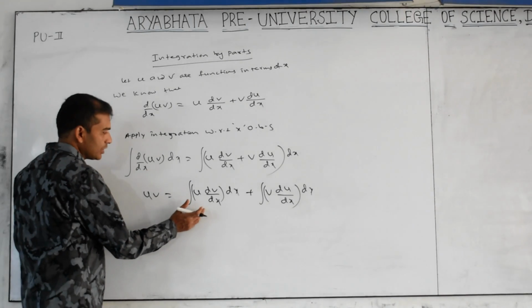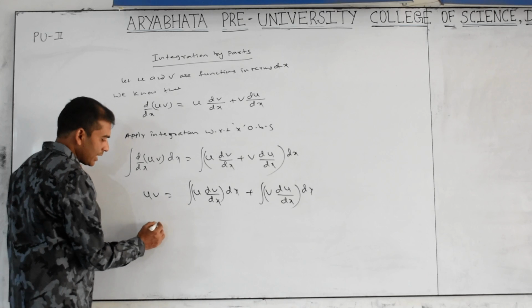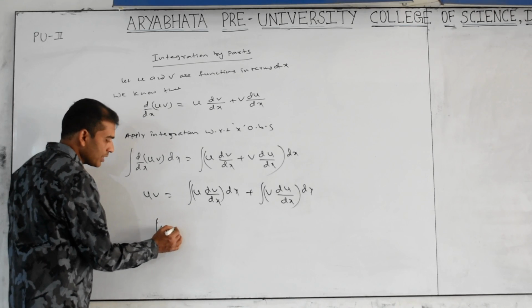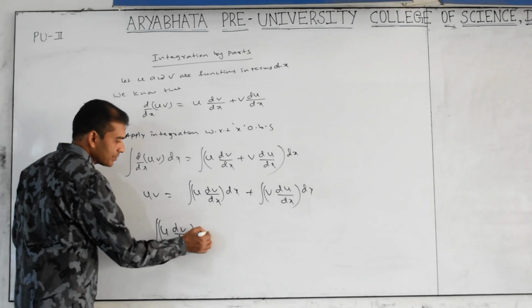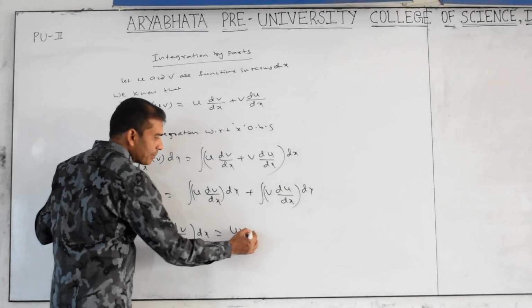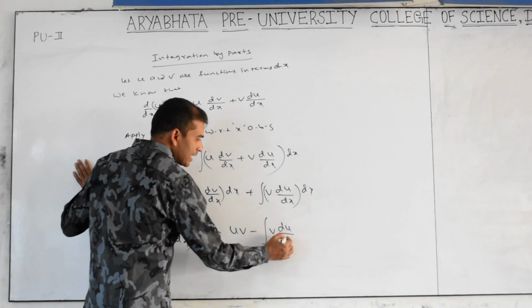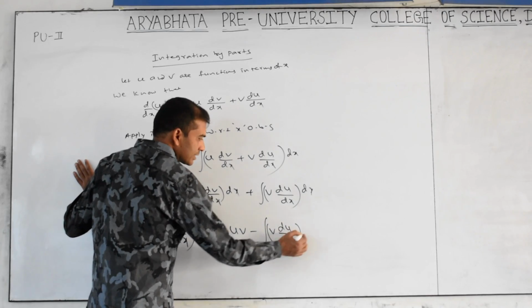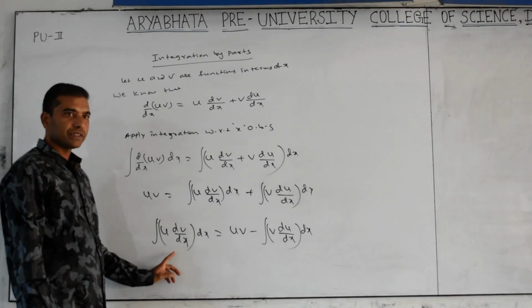Now we want the integration of u into v. This part, let it be integration of u dv by dx dx, transposed to the other side: uv minus integration of v du by dx whole dx.